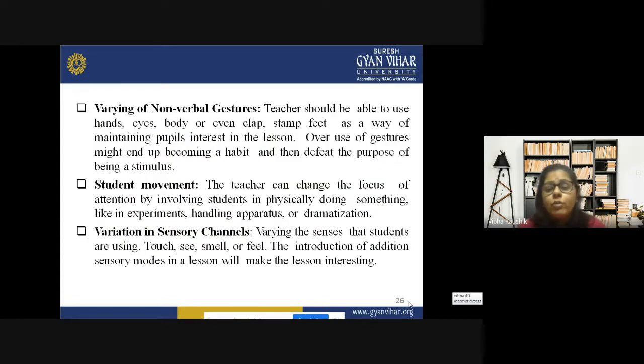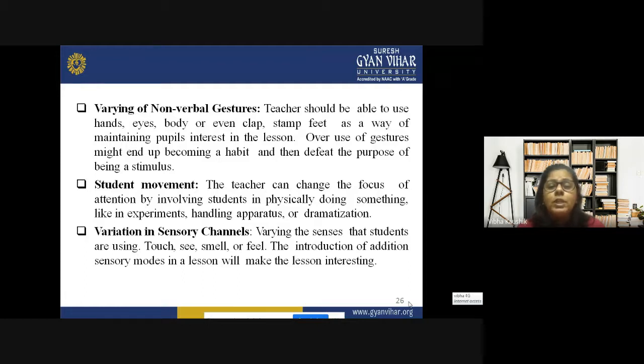Varying of non-verbal gestures: teachers should be able to use hand, eye, body, or even clap, stamp feet as a way of maintaining pupil interest in the lesson. Means the teacher can use various non-verbal gestures also. Overuse of gesture might end up becoming a habit and then defeat the purpose. Means the teacher should be clear about how much of that has to be used.